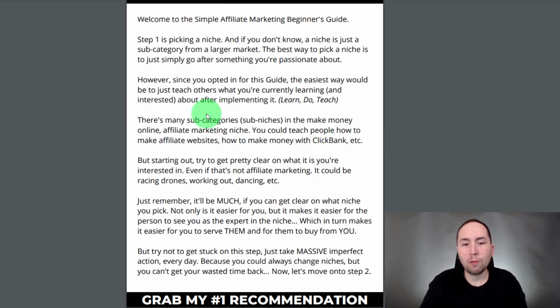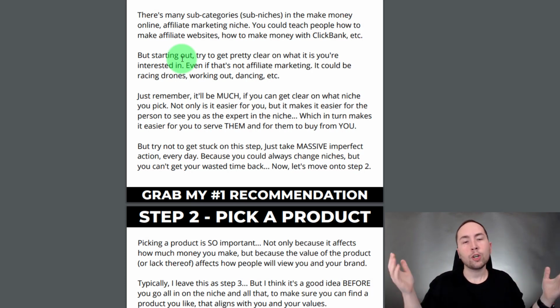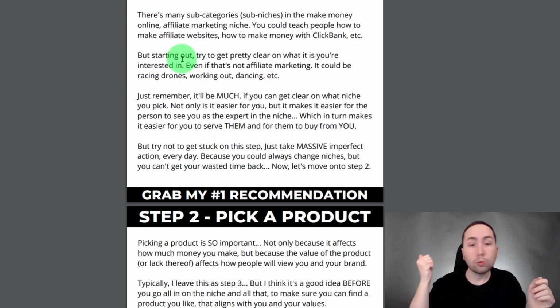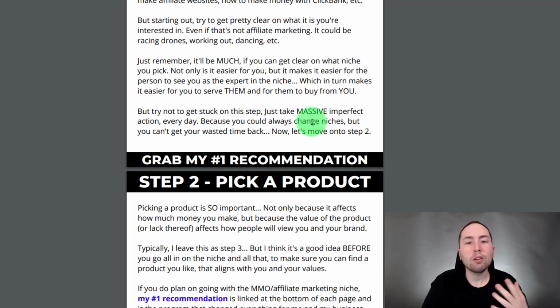So it's pretty simple. Right there, I say there's many subcategories, and I already kind of explained that. But I also say it's pretty important to try and get clear on what it is you're interested in, even if that's not affiliate marketing. Like I said, it could be racing drones, working out, dancing, anything. But it'll be much easier if you can get clear on what niche you pick. Not only is it easier for you, but it makes it easier for the person to see you as the expert in the niche, which in turn makes it easier for you to serve them and for them to buy from you. Okay, so that's pretty much chapter 1.